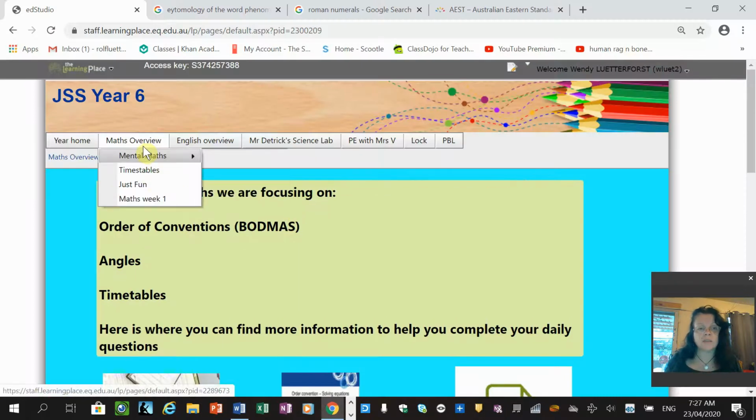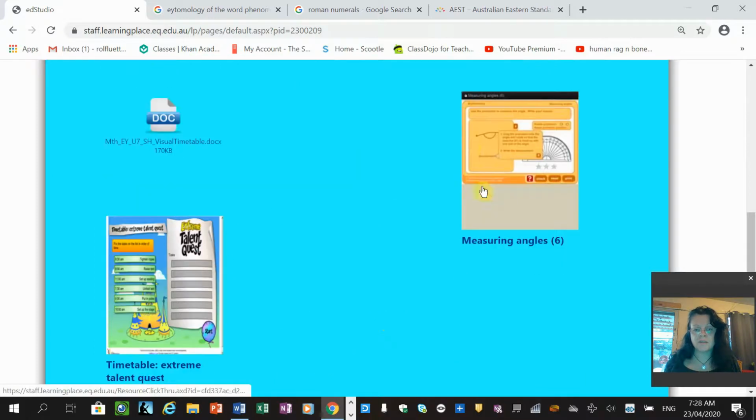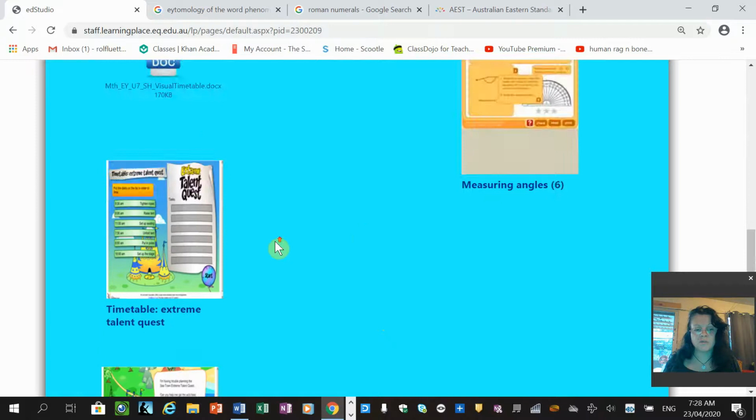So on the math page, when you click on Mathmentals 1, you come to this page, and as you go down the bottom, you can see lots of activities that you can go on and do.